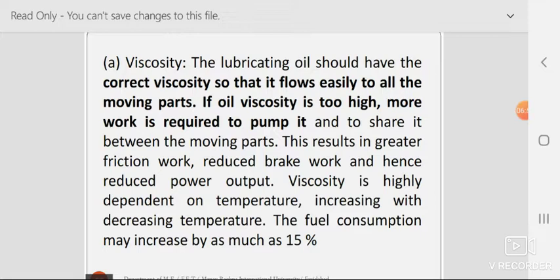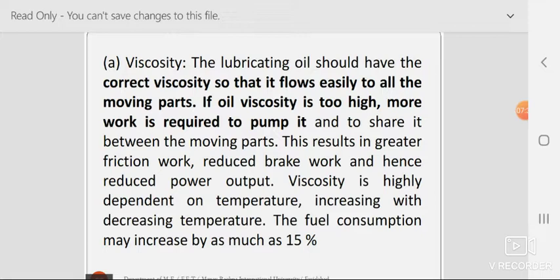So the higher the power required to pump the lubricating oil, the lesser is the power output and the less is the efficiency of the engine. Viscosity is highly dependent on temperature, increasing with decreasing temperature. I have just said, as the temperature decreases, the viscosity increases. And as a result of increased viscosity, the power output becomes less. That means the power output we are getting from the engine becomes less.